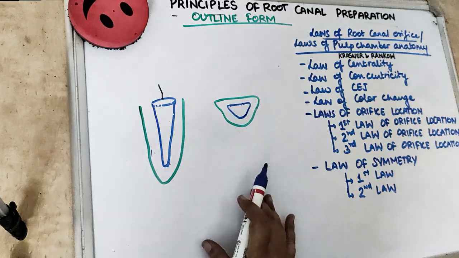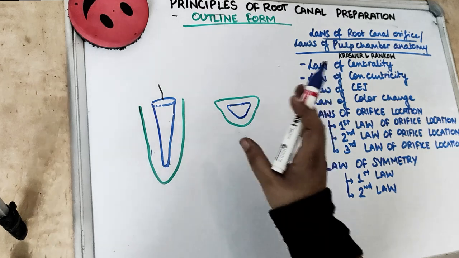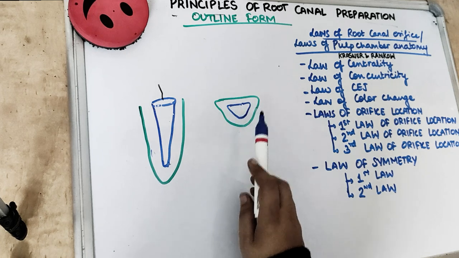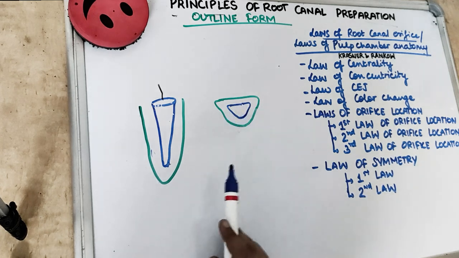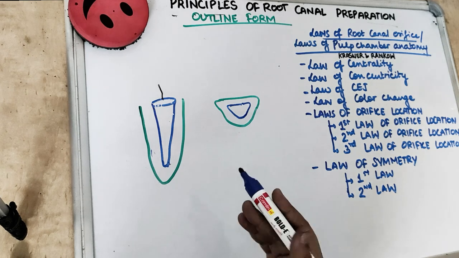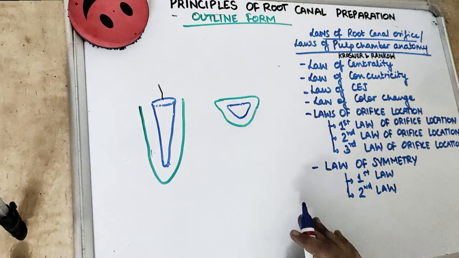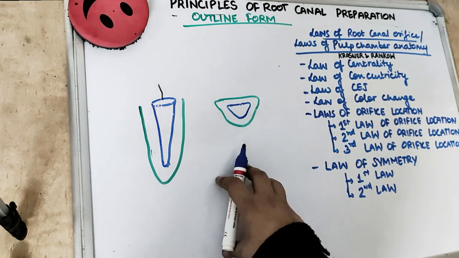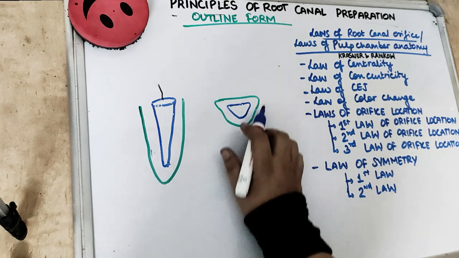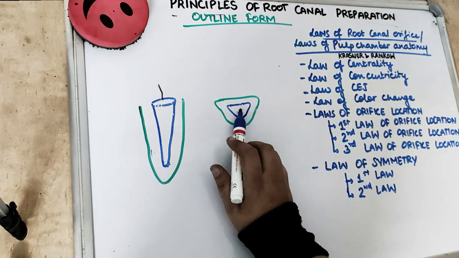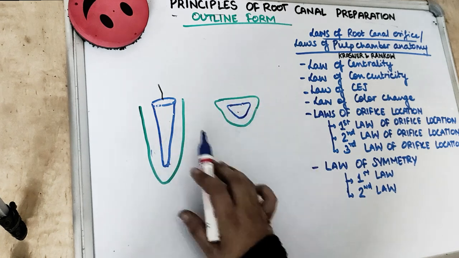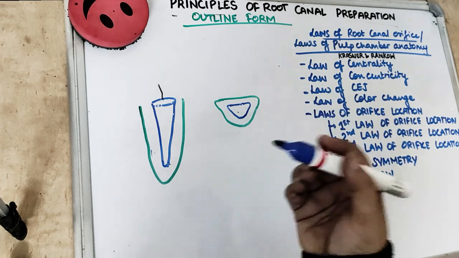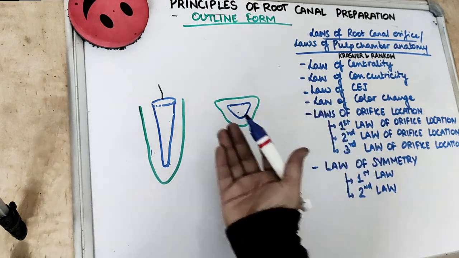So these all are factors. The outline form depends on the size of the pulp chamber, the shape of the pulp chamber, and how many root canals are present in a specific tooth. The morphology of the pulp chamber is in relation to the clinical crown of the tooth. So how the crown is, the pulp chamber will be the same as the outline structure of the tooth. Then there is the relationship of the orifice to the pulp chamber floor.